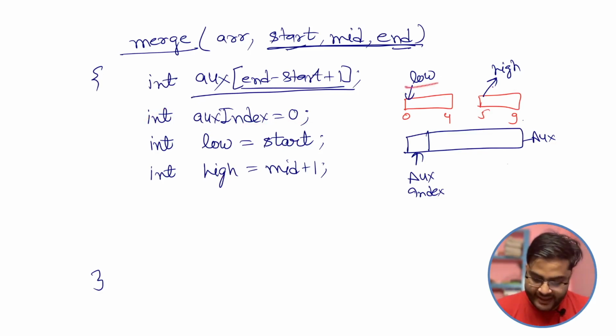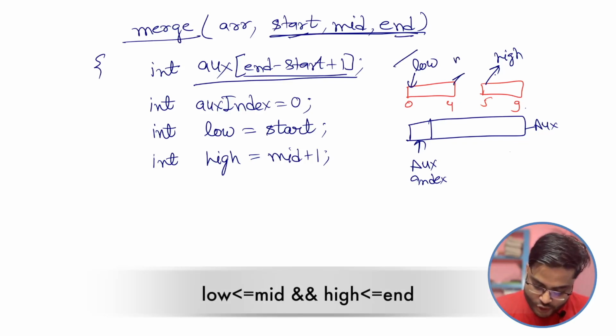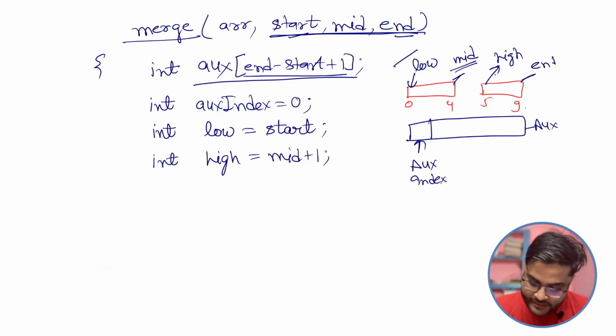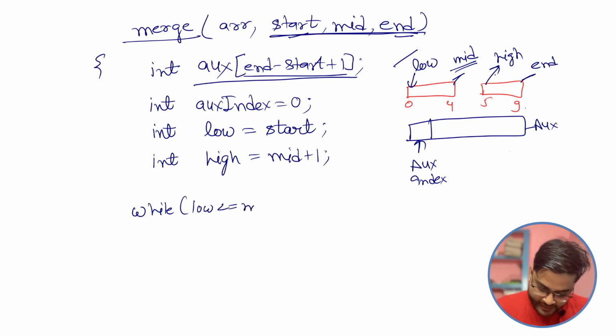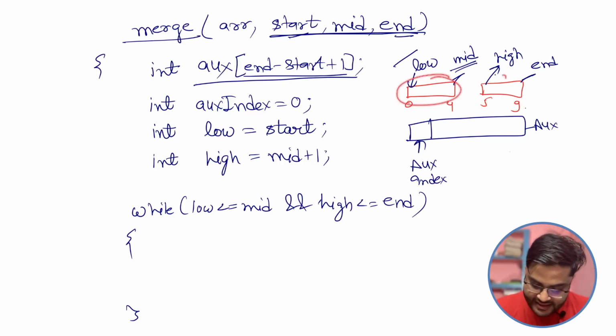So we have taken low and high to mark the current indexes of both our subarrays. Now I will run a loop while my low is less than or equal to mid, and while my high is less than or equal to end, because we want to traverse these subarrays. So we will traverse until their size.